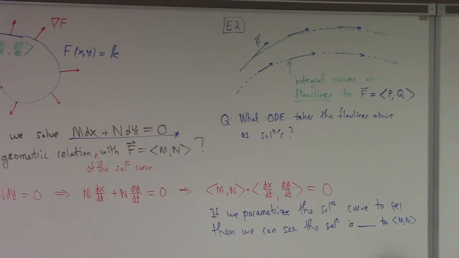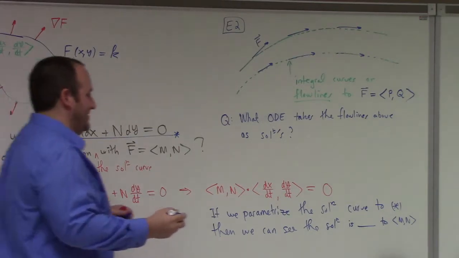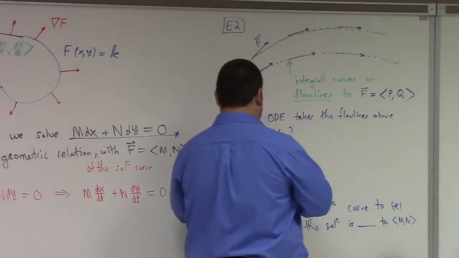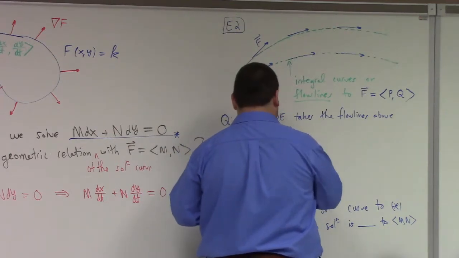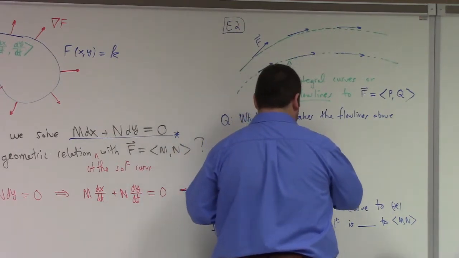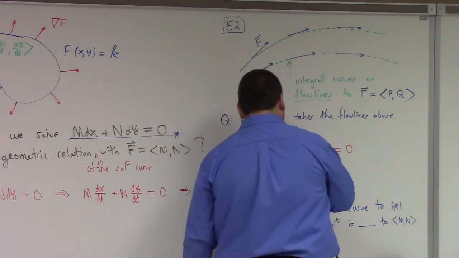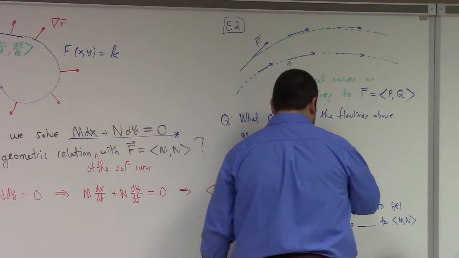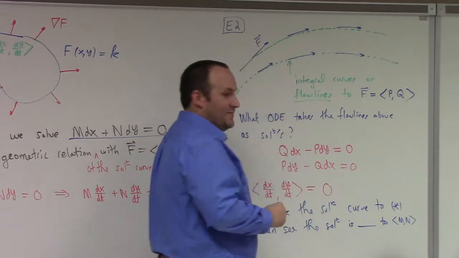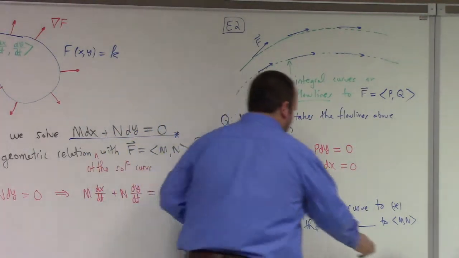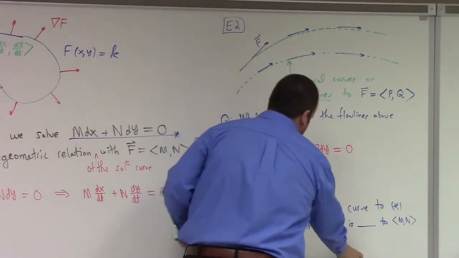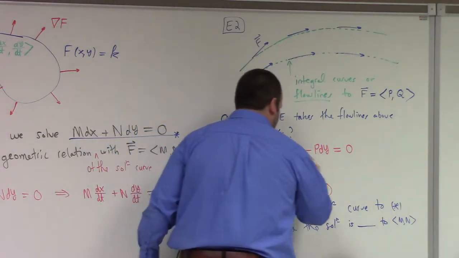It's not p dx plus q dy. That gives you the perpendicular lines to the flow lines. I heard a q dx minus p dy equals 0. Some of you are like, no, it's p dy minus q dx. No, these are the same thing, but let's just keep one of them. Why is he right?